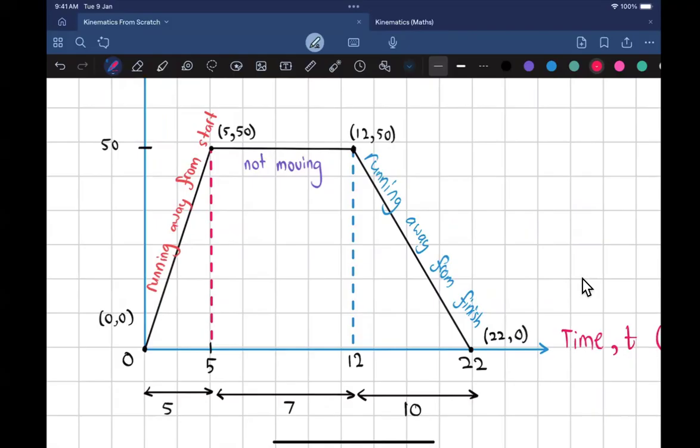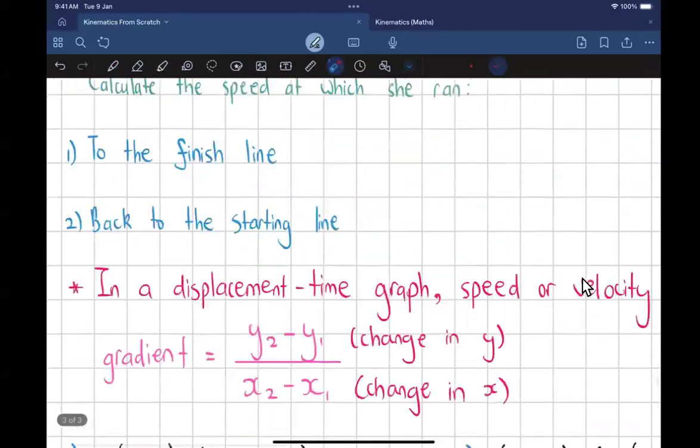I want you to look. We have this graph over here. This graph has a height, it's 50, and it has a length. Length is 5. That's real simple. Again, the gradient is the change in y over the change in x.